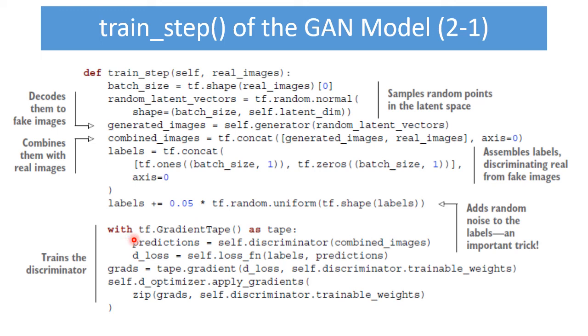We train the discriminator using the mixed dataset, the combined images, including the fake and the real images. And then we use the loss function, which is binary cross entropy, and pass the labels and the predictions into the loss function, then calculate the gradient, and then apply the optimizer to train the discriminator model. This is the train step. And this part trains the discriminator.